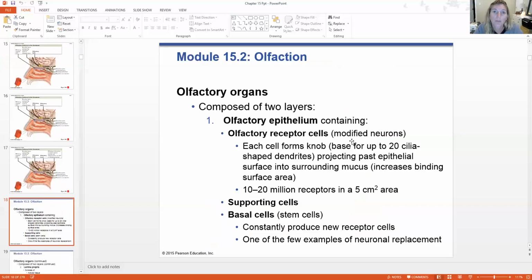So let's talk about the olfactory organs. It contains the olfactory epithelium, which is lined with olfactory receptor cells. These are modified neurons. Each cell forms a little knob projecting past that epithelial surface into mucus. The mucus is covering that epithelium. There's about 20 million receptors in a very, very small space. There are also supporting cells and basal cells, or stem cells, which are constantly reproducing new receptor cells. This is one of the very few examples of neuronal replacement.